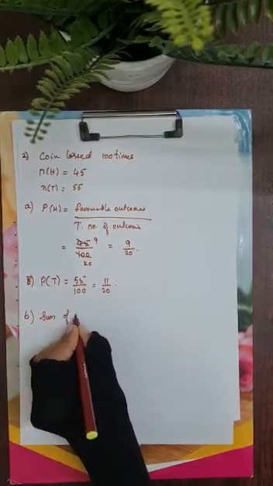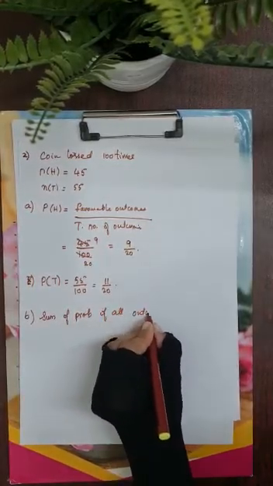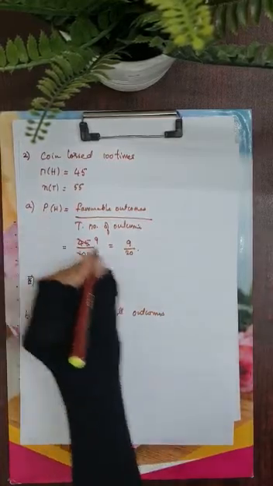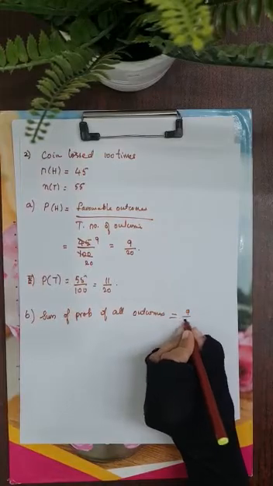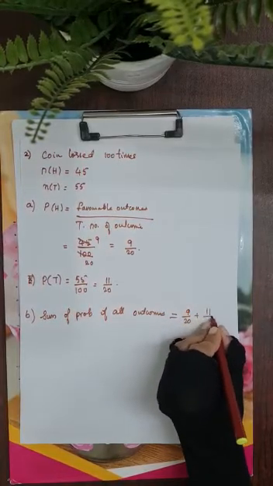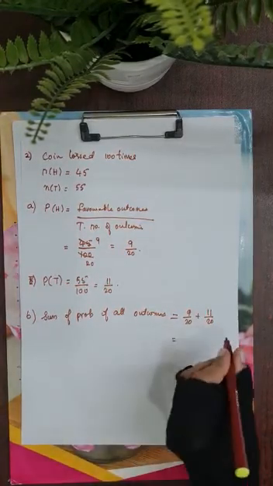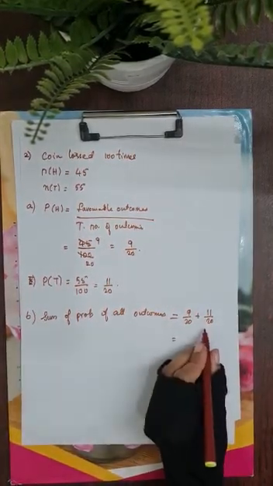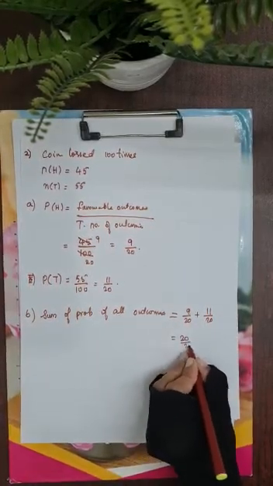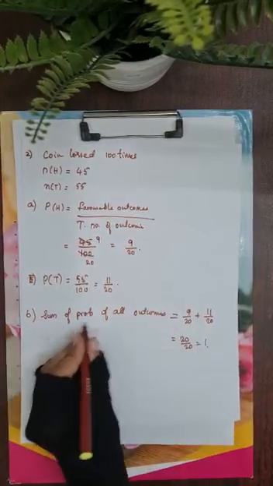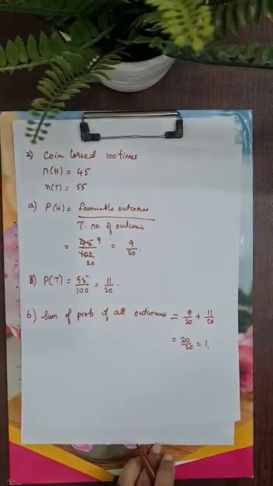The sum of probabilities of all outcomes. How many outcomes are there? There are 2 outcomes. It is either the probability of getting heads or the probability of getting tails. So their sum will be 9 by 20 plus 11 by 20. The denominators are the same, these are like fractions. So simply keep the denominator as it is and add the numerators. 11 plus 9 is 20. 20 by 20 is equal to 1. The sum of probabilities of all outcomes will always be 1. Is that clear, children? Okay.